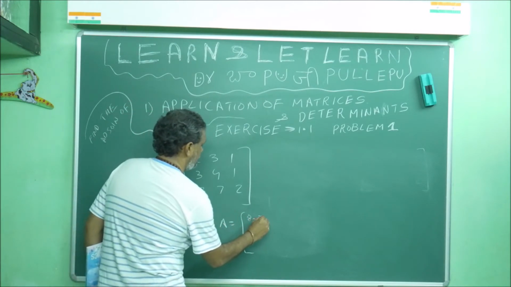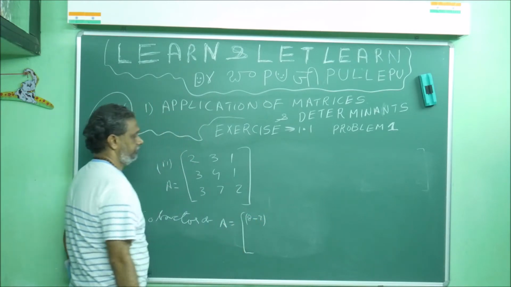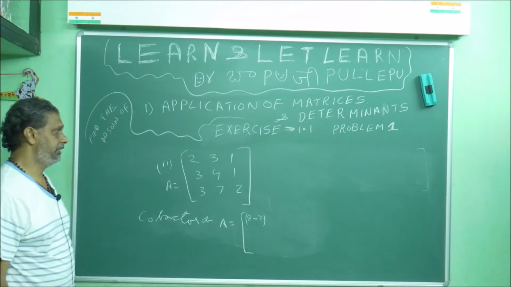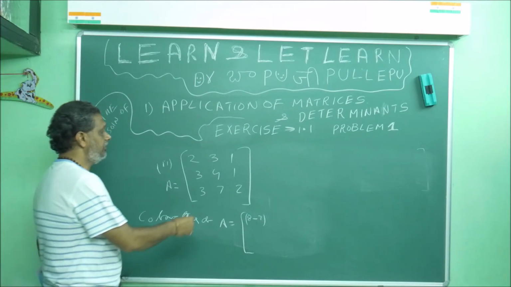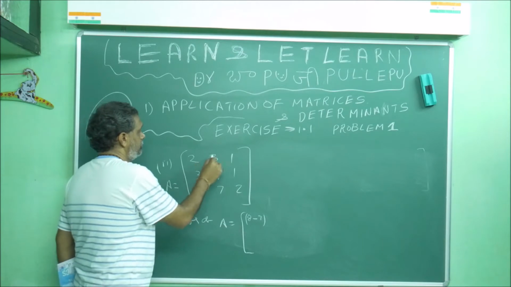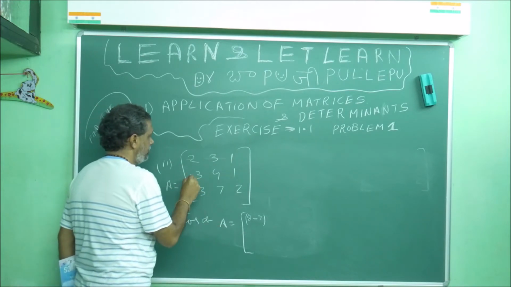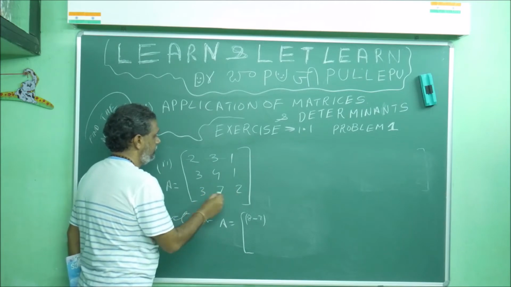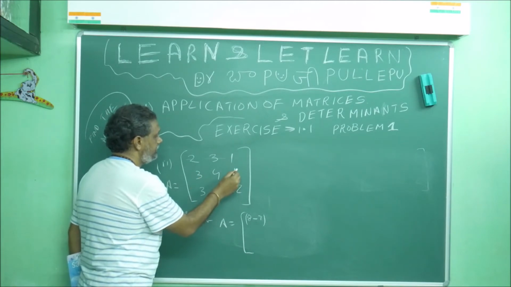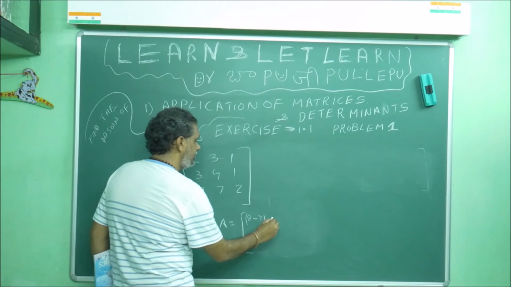Then the cofactor of 3. Where is this 3 standing? It is standing in the second column, first row. Leave this row and this column. Then the balance is 3, 1, 3, 2. AD minus BC. For this one, what sign will it give?